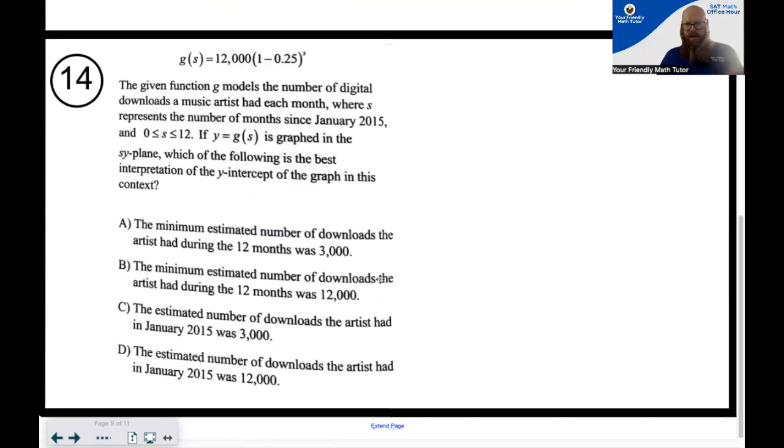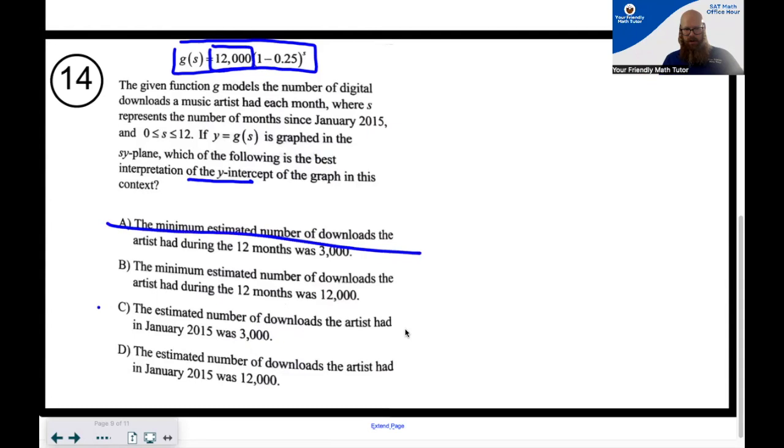Number 14. So again, we have an equation. I just noticed, all right, I have an exponential equation, so my brain starts thinking exponential. It wants the interpretation of the y-intercept. The y-intercept is the number in front. So the y-intercept is 12,000. So this is gone. This is gone. I need to be talking about 12,000.